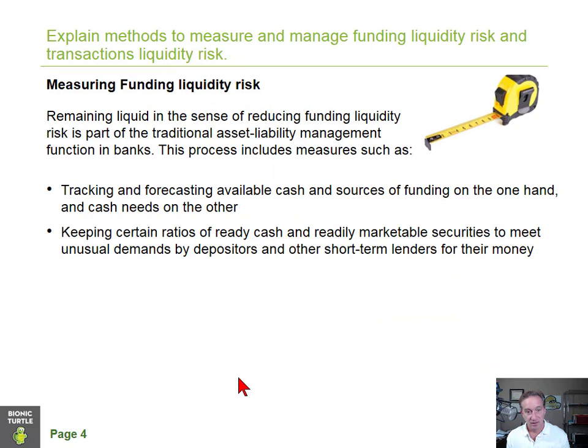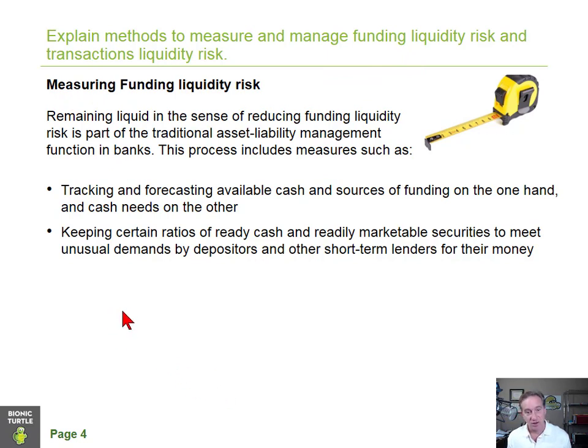We start with the setup: explain methods to measure and manage funding liquidity risk and transactions liquidity risk. Just to remind where we started the chapter back in the first section, where Malz introduces liquidity risk, you will recall that the first thing he did was divide liquidity risk up into 2 parts. There was a systematic type of liquidity risk, but more importantly is the bifurcation of liquidity risk, which is classic and thematic in the FRM, into funding liquidity risk as opposed to transaction liquidity risk.